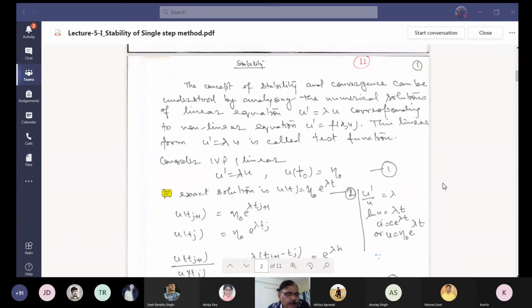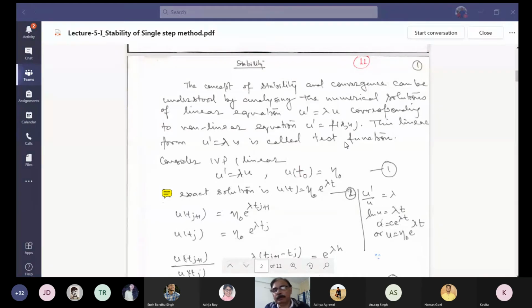we have already seen while talking about this PC method that we have taken the differential equation to check the convergence, u prime equal to lambda u, and I have already said that this is called the test function, right? So u prime equal to lambda u is called the test function.